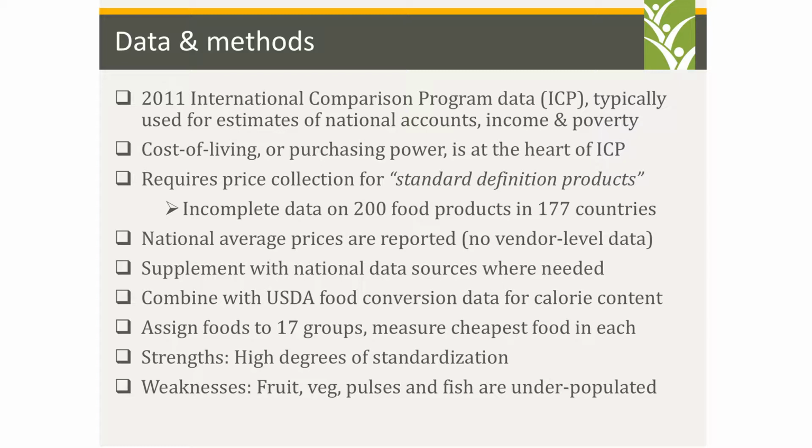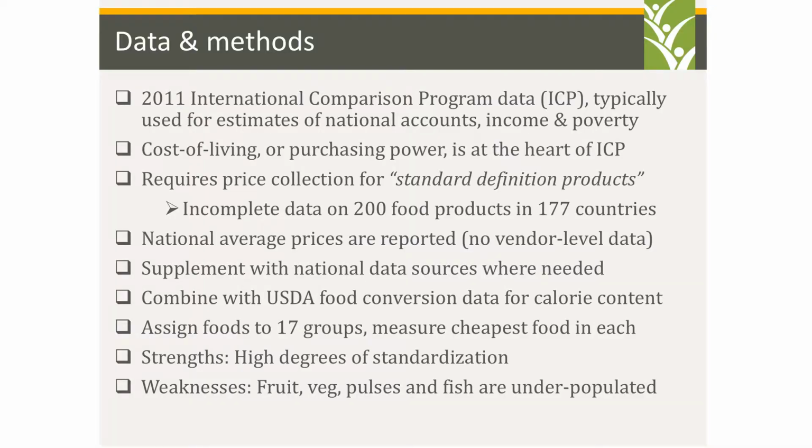And then we combine that with USDA food conversion data to look at the calorie content of these standardized food products. We then group the foods into 17 food groups, and we measure the cheapest food in each. So we're going to measure the cheapest green leafy vegetable, etc., relative to the cheapest cereal. So the strengths: a high degree of standardization. In the ODI study I mentioned, foods were defined in different ways across countries, but this is highly standardized.